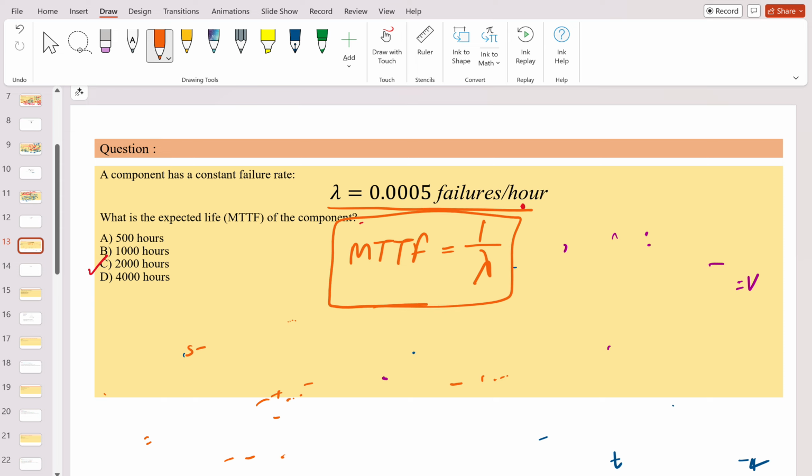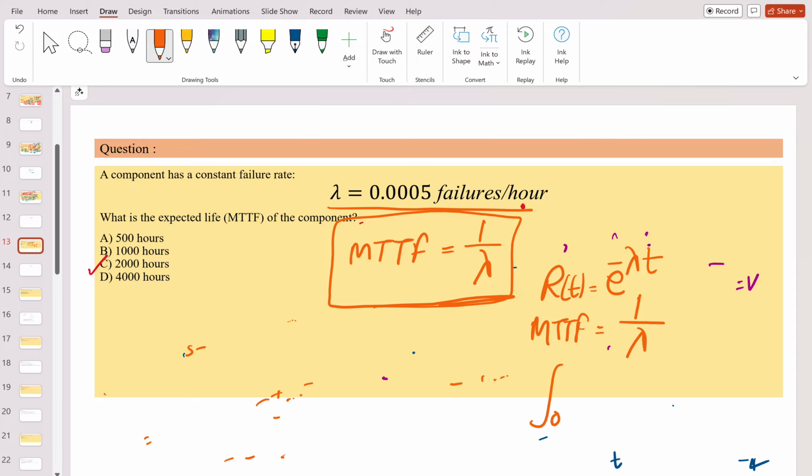This is the one formula you just have to remember. So remember what reliability is: reliability is basically e to the power minus lambda t. And just remember the mean time to failure, which is equal to 1 upon lambda. This is just an integration. When you integrate from 0 to infinity, you will get this value. Okay.